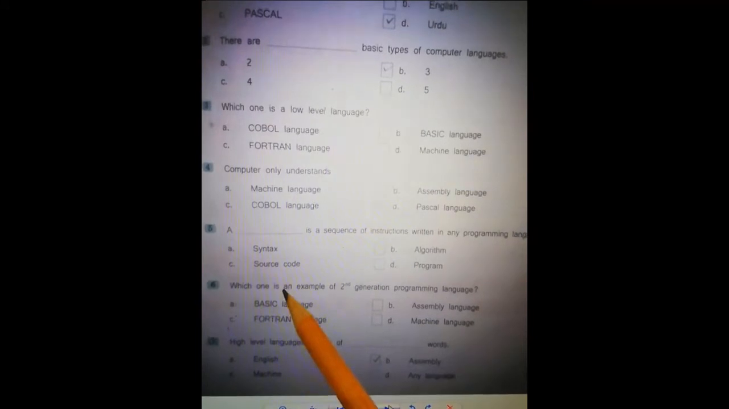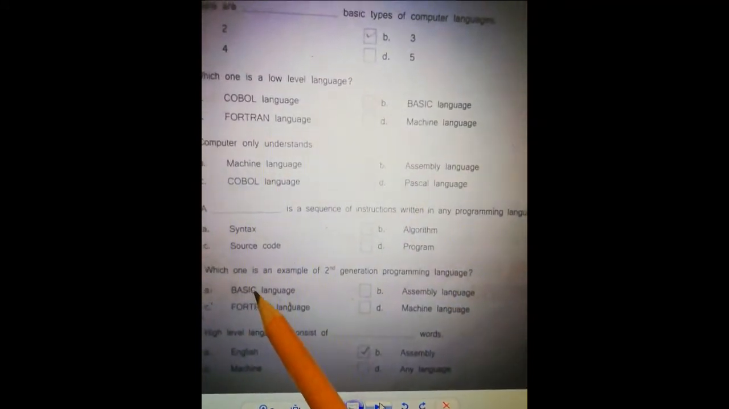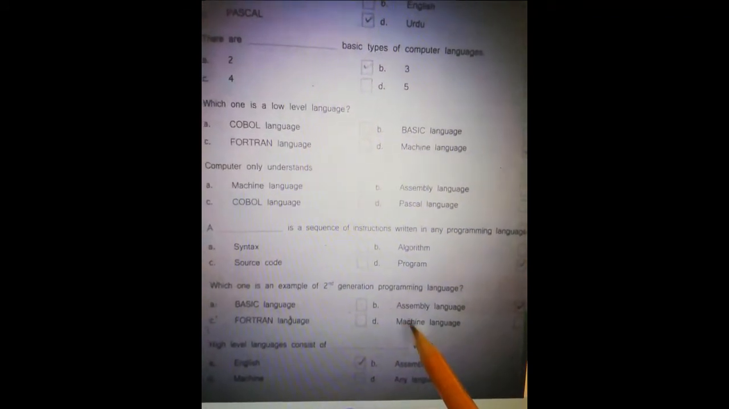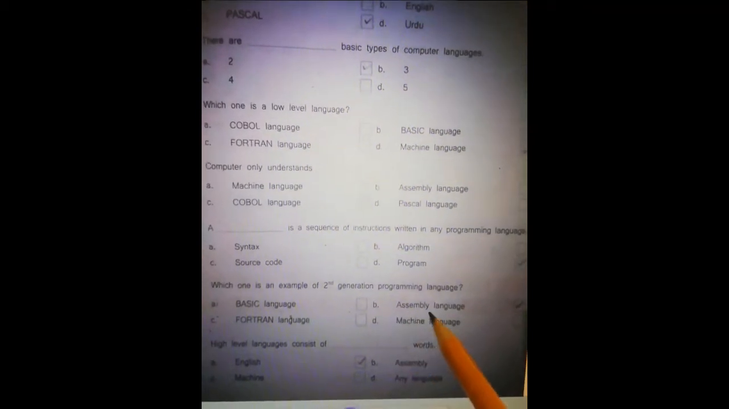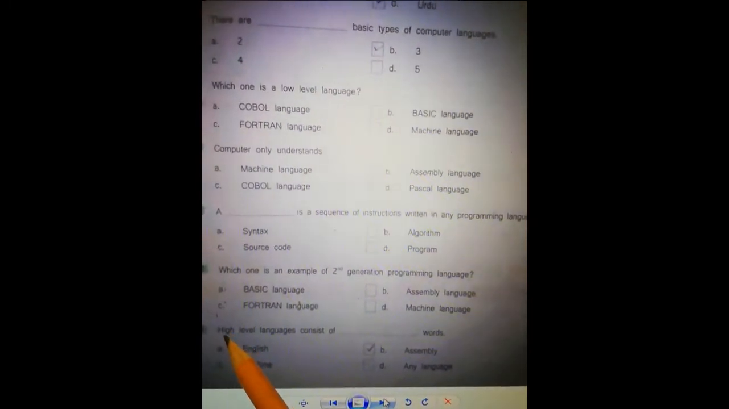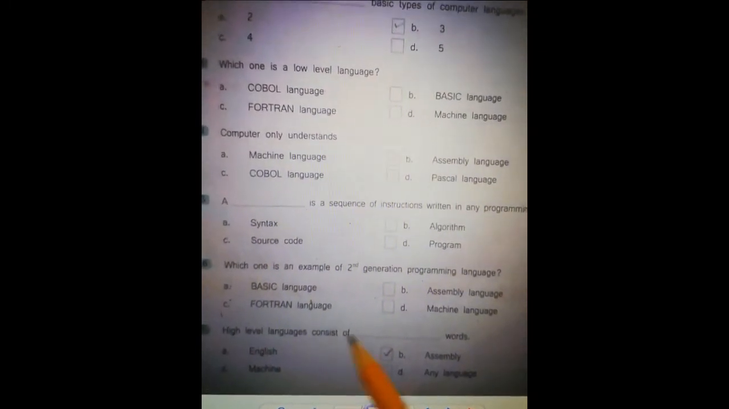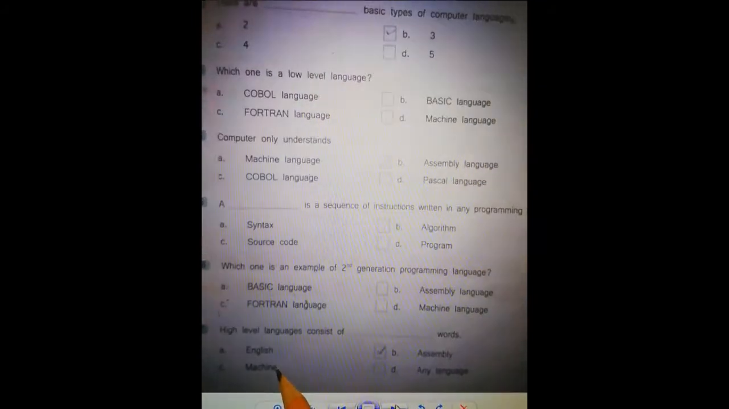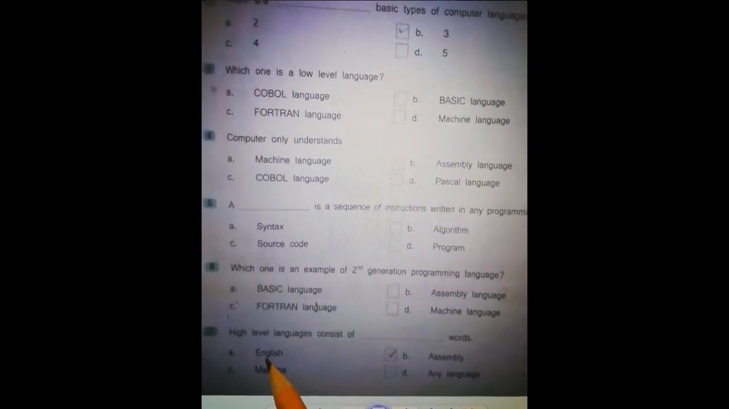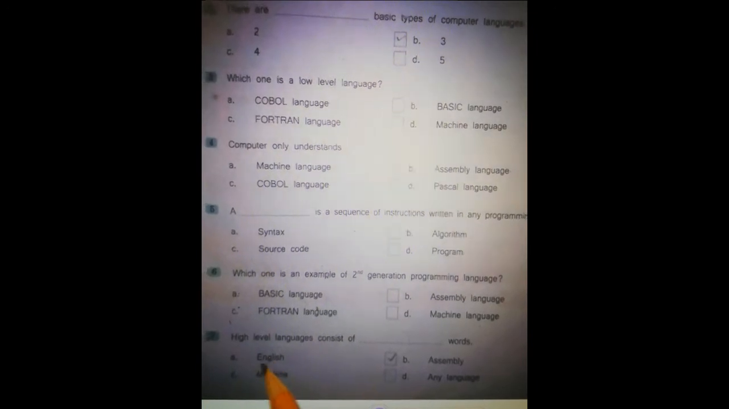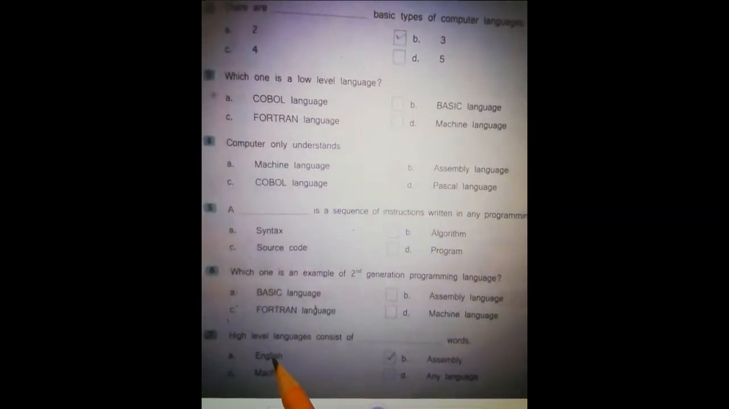Number 6. Which one is an example of second generation programming language? Basic language, assembly language, Fortran language, machine language. The correct option is B. Assembly language. Number 7. High level language consists of dash words: English, assembly, machine, any language. The correct option is A. English. High level languages consist of English words which are understandable by the human.